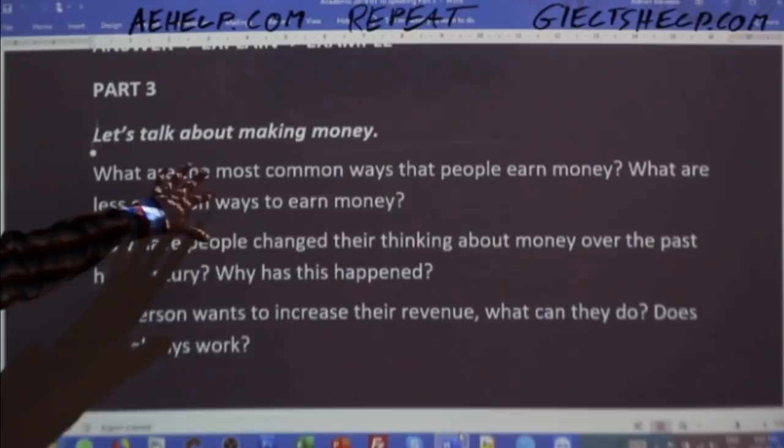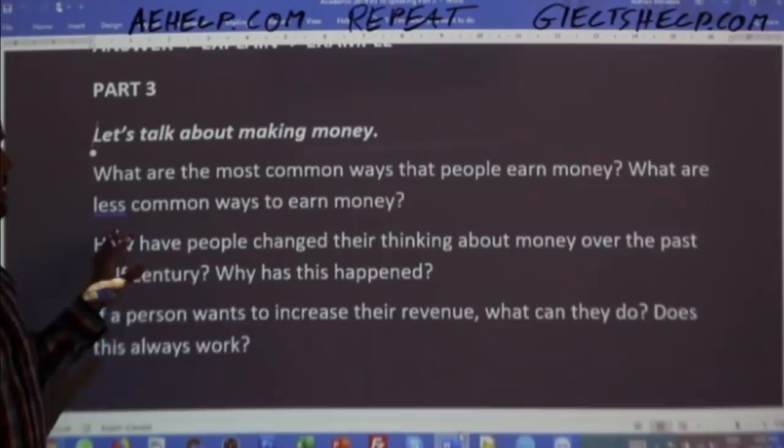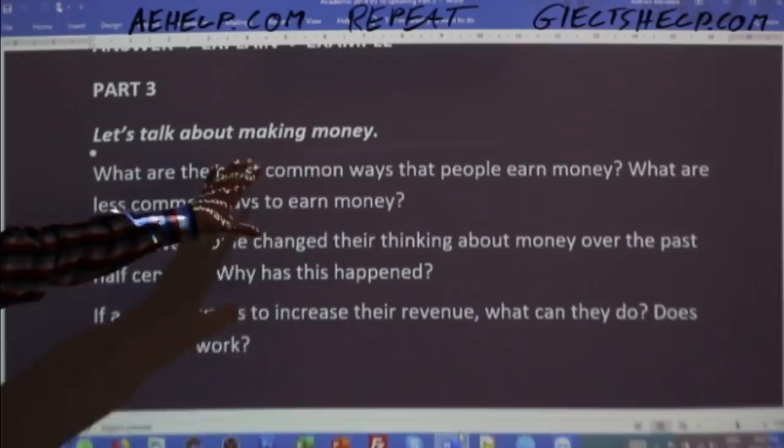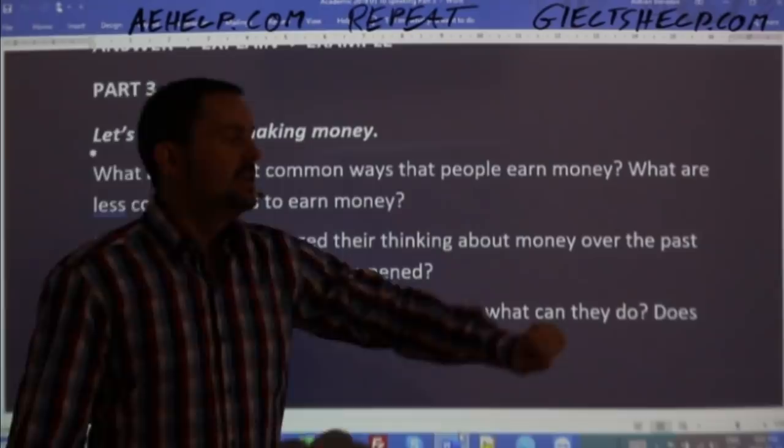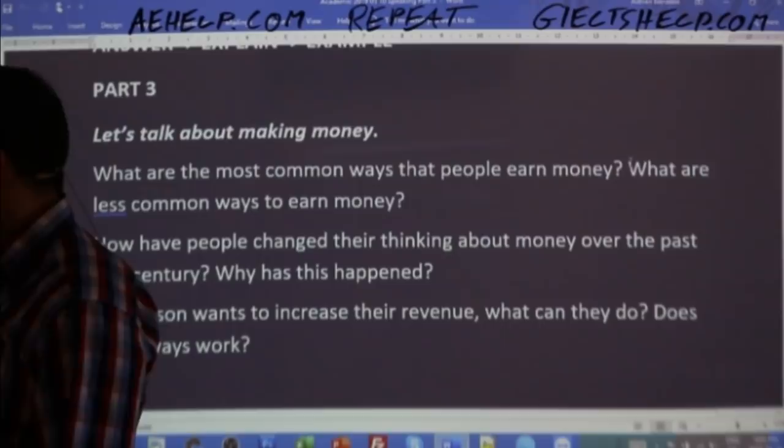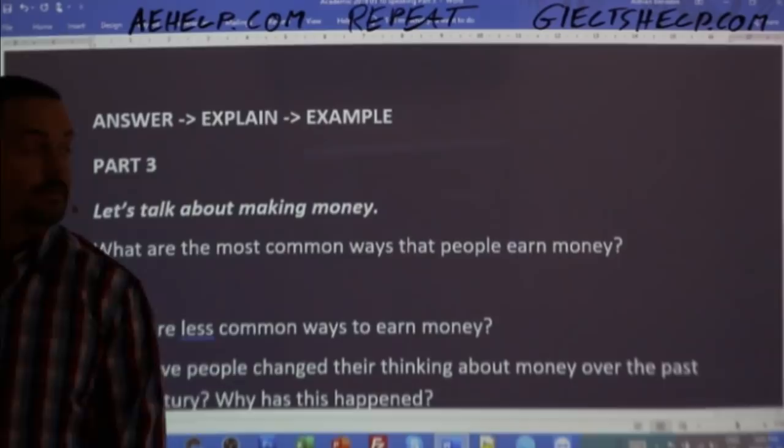What are the most common ways that people earn money? What are less common ways to earn money? So that's the follow-up question, the second one. In part three, the examiners are looking at these double questions because they ask you this one first. When you give the answer, they'll ask you that second as a follow-up. Okay? So let me show you what I mean by answer, explain, example.